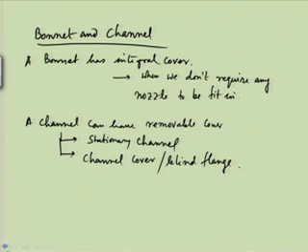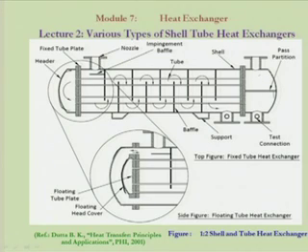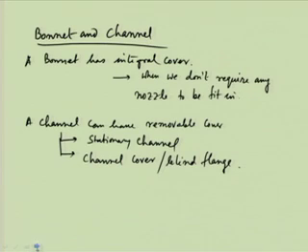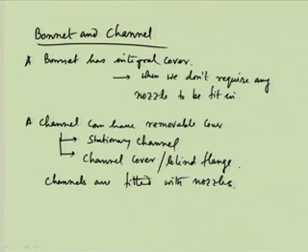So, this can be straightforward like this also, then it becomes a blind flange kind of thing. The channels will be fitted with some nozzles. You can see that there are some nozzles fitted with this. So, channels are fitted with nozzles. Okay. Now, the next part of this is the pass partition plate.